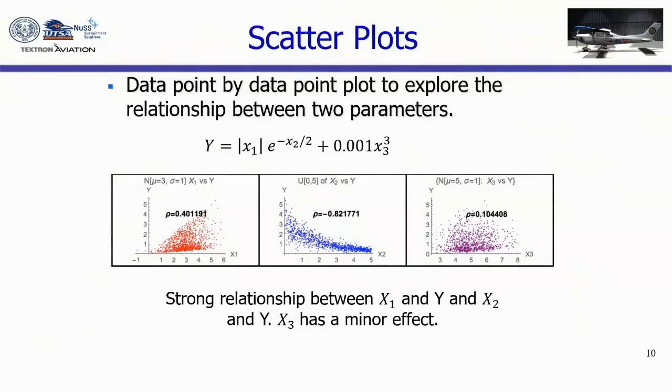I'll move on to scatter plots. This is useful when you have multiple dimensions to the data, or you want to see if an output variable shows a strong relationship to one of your input variables. So we have this function here, and then we have the y value plotted against the x value and a correlation coefficient computed for each of those. You can see that y has a strong relationship with x1 and x2, but the coefficient in front of x3 was just too small, and the correlation is really low.